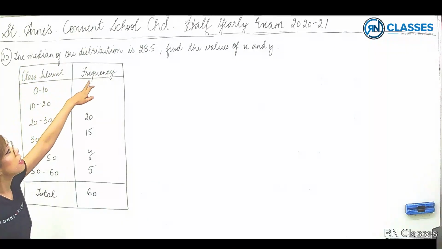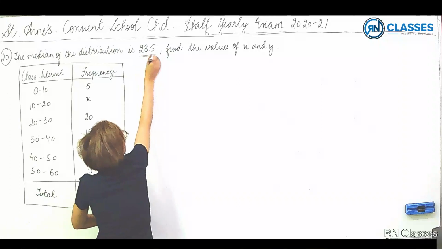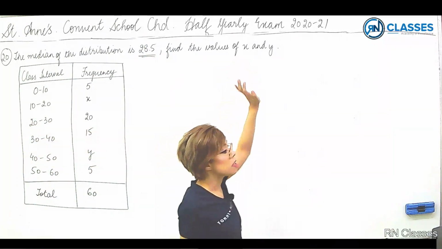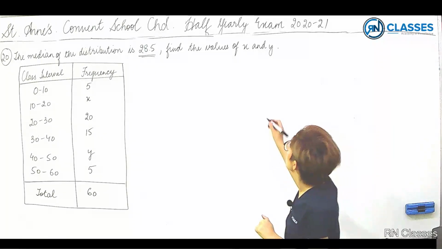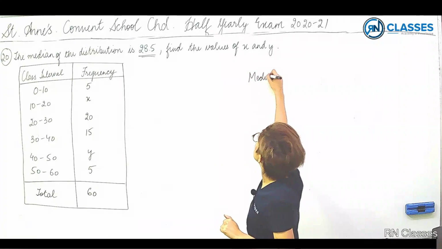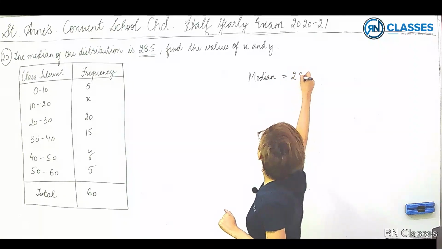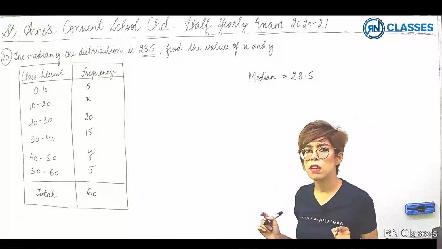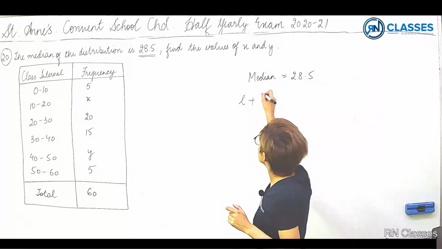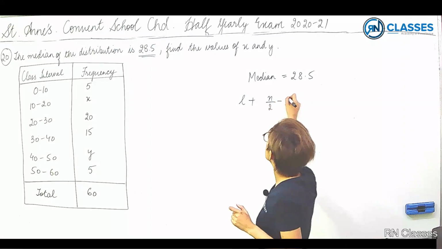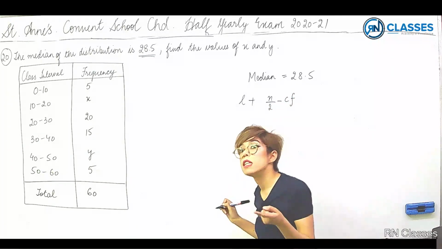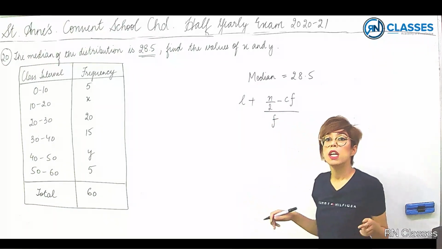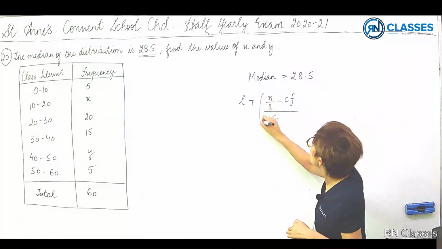The median of the distribution is given. The median is given to be 28.5. When he says find the values of x and y, the median is given to be 28.5. Also, we do know the formula for median, which is L plus n by 2 minus cumulative frequency of the preceding class, whole divided by the frequency of the median class, into the class size.